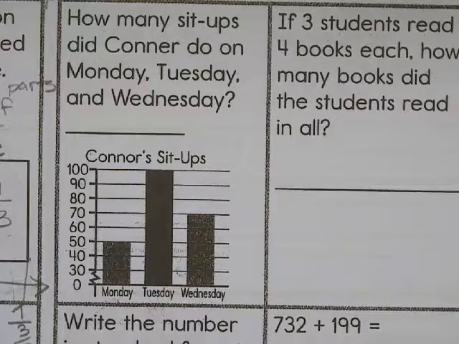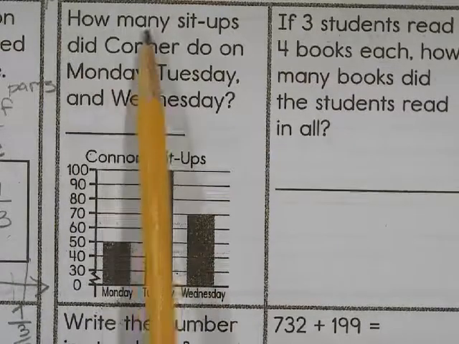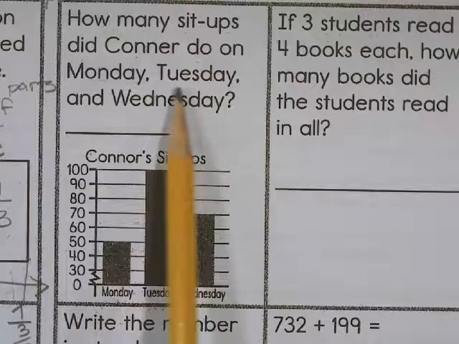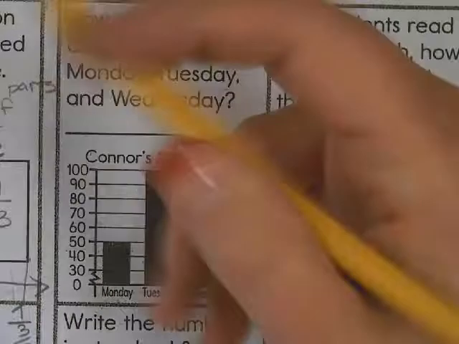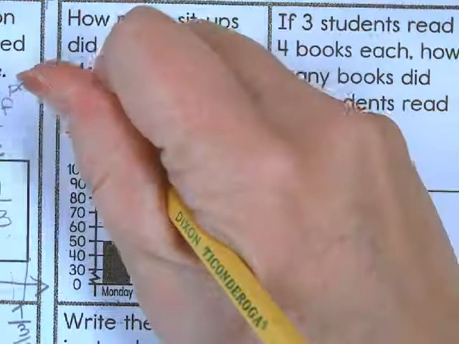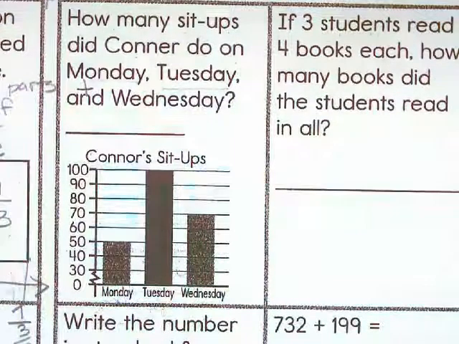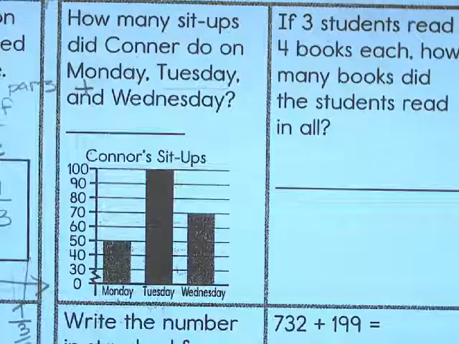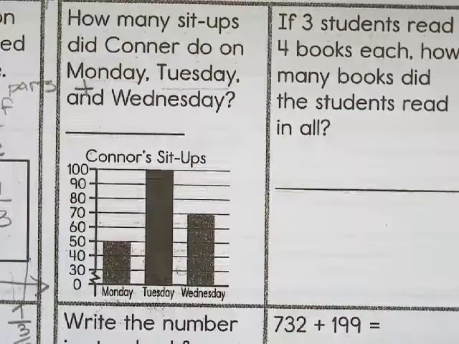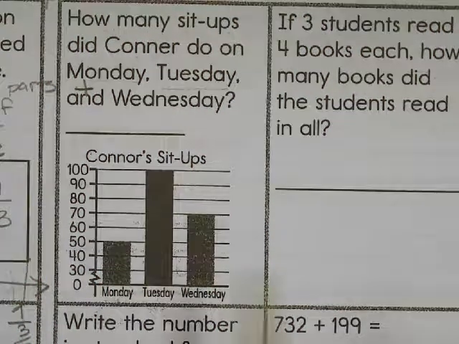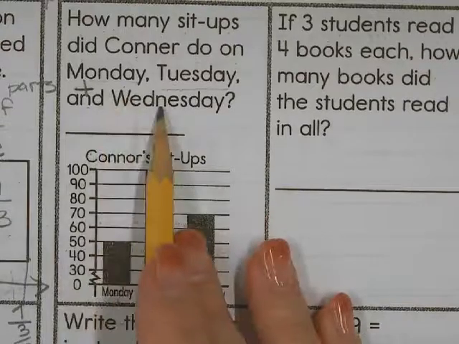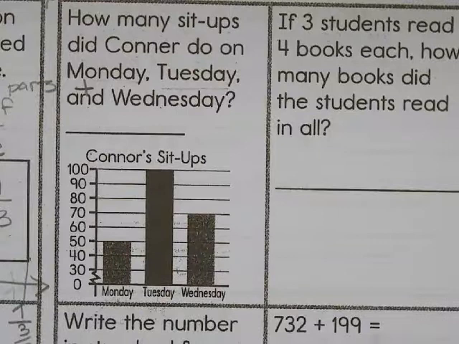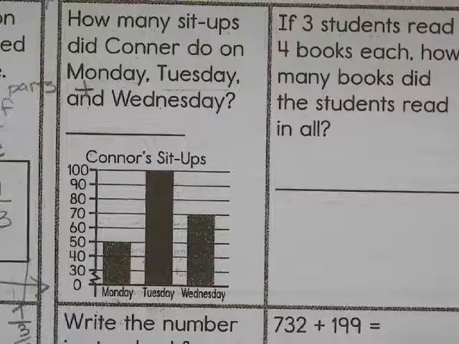So the question is asking us, how many sit-ups did Connor do on Monday, Tuesday, and Wednesday? So when you see "and" in there, it's telling us to combine the amounts from Monday, Tuesday, and Wednesday. So when we're combining amounts or joining groups, we are adding.